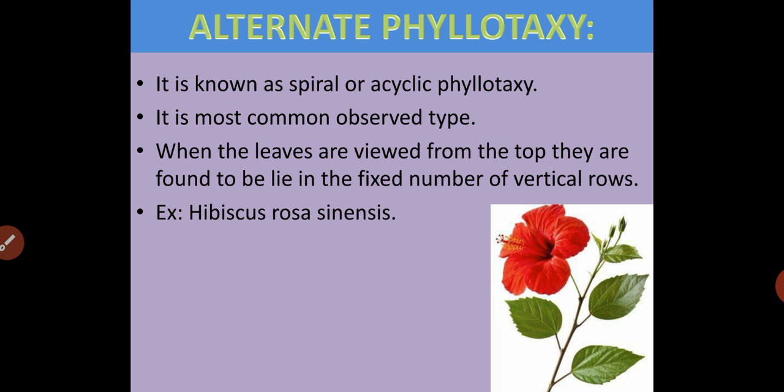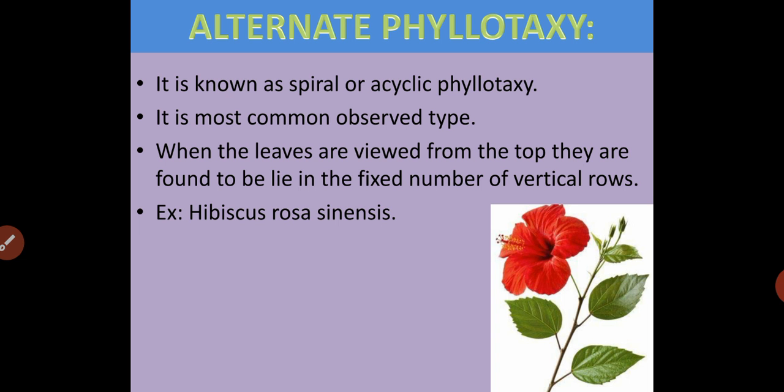Alternate phyllotaxy. It is known as spiral or acyclic phyllotaxy. It is the most commonly observed type of phyllotaxy. When the leaves are viewed from the top, they are found to lie in a fixed number of vertical rows, as seen in case of Hibiscus rosa sinensis.